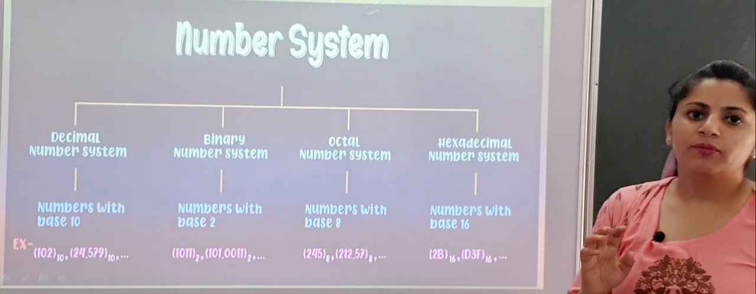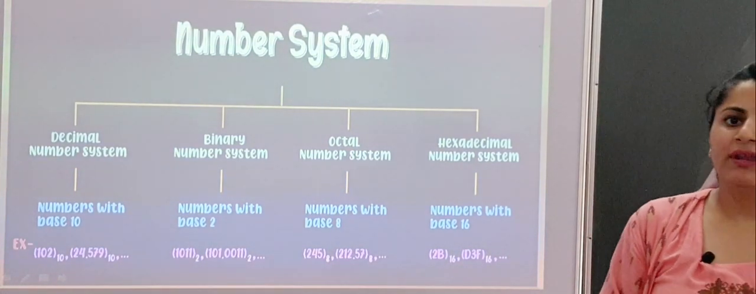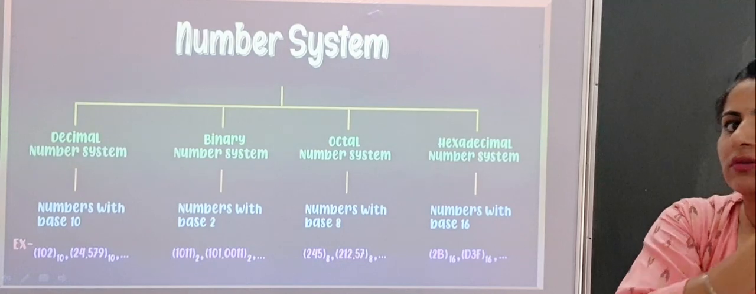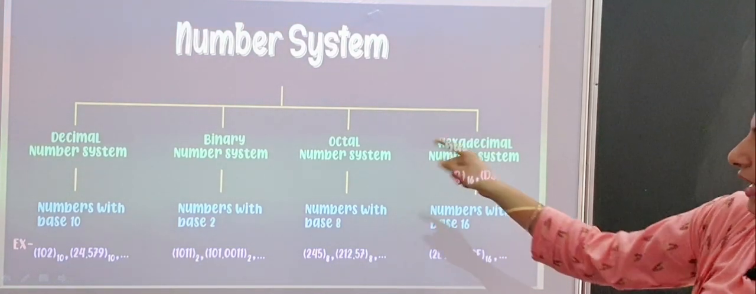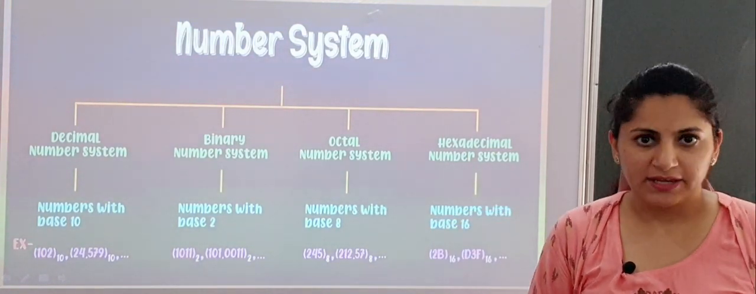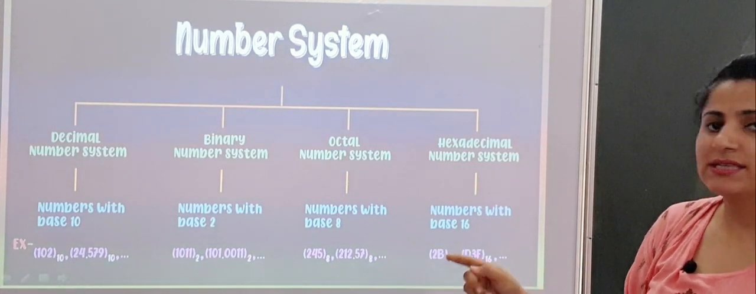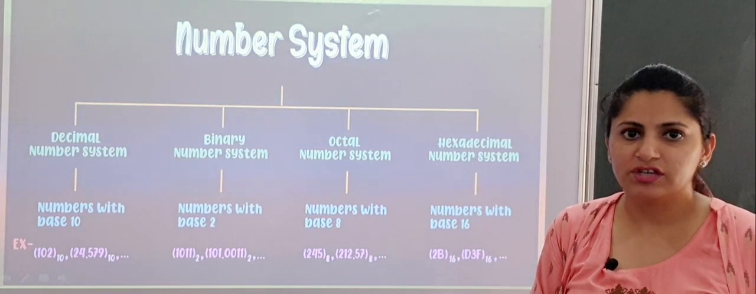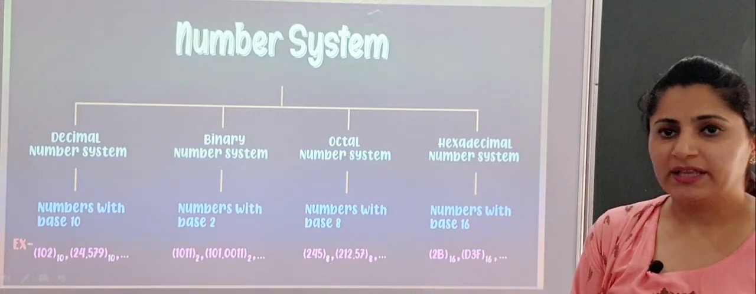Basically, we start everywhere with the number system. Whatever we write, like we write 1 over 2, it is 0.5. That comes under the number system with base 10, the decimal number system, which we use in our daily life and generally in all classes of mathematics.